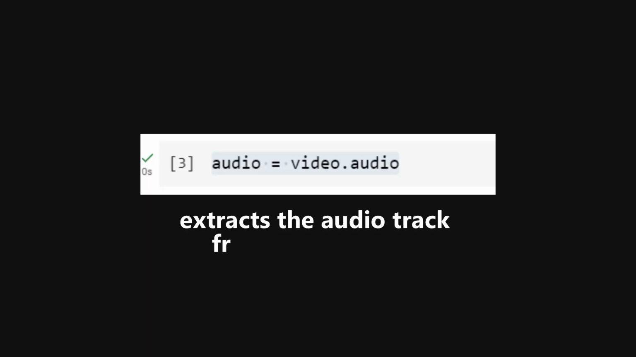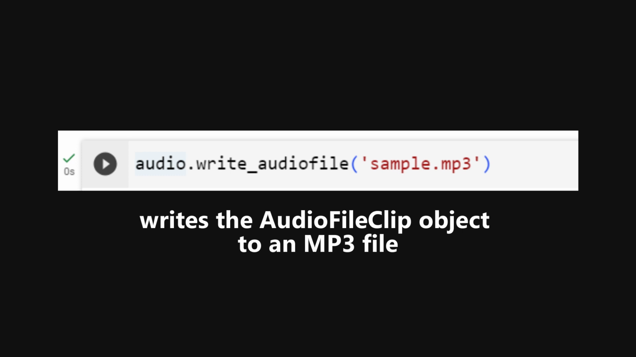Next, we have audio equals video.audio. This line extracts the audio track from the video file and stores it in a new audio file clip object. The audio track represents the sound that is associated with the video. And lastly, the line writes the audio file object to an mp3 file called sample.mp3. This will create a new mp3 file that contains the audio from the original video.